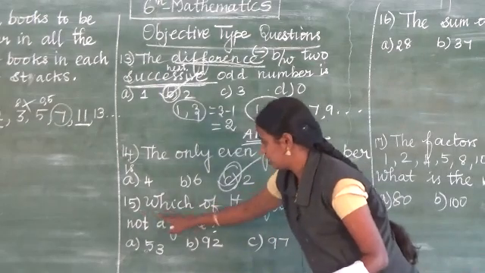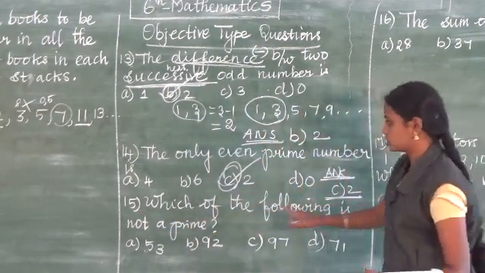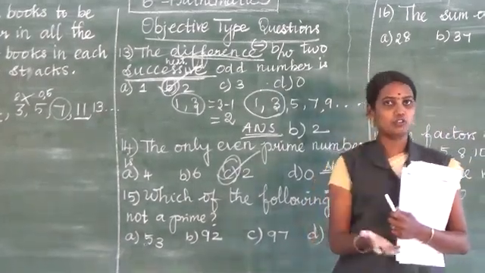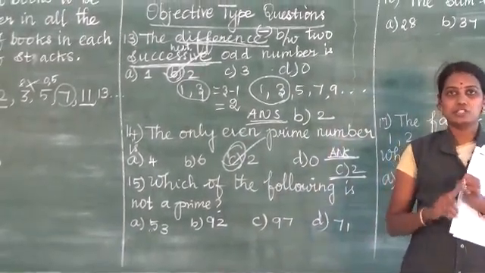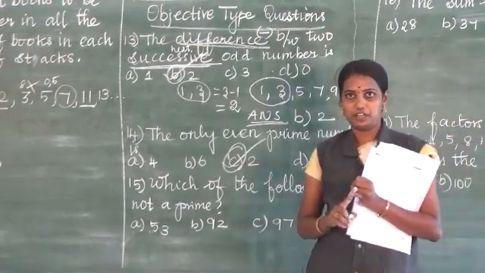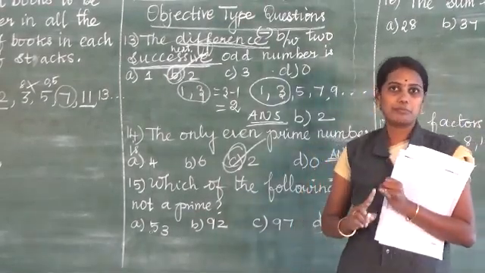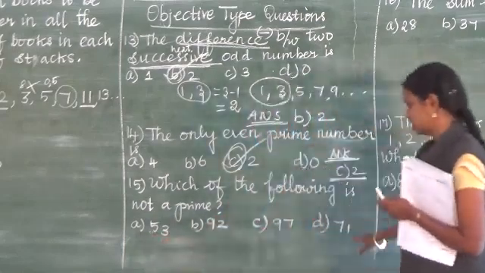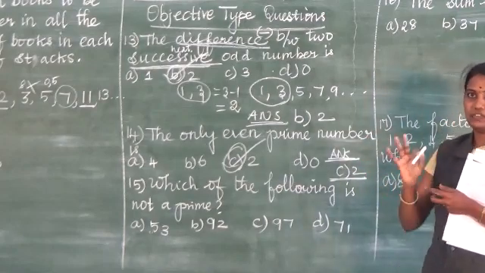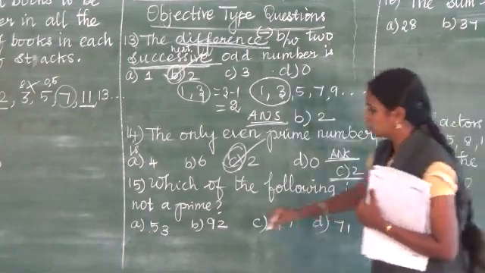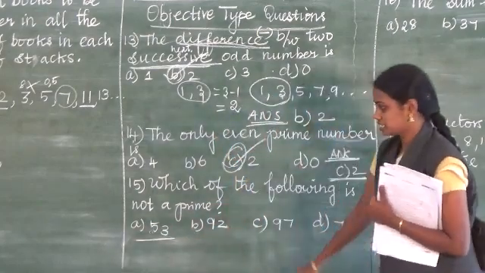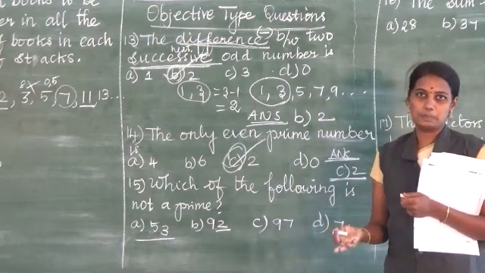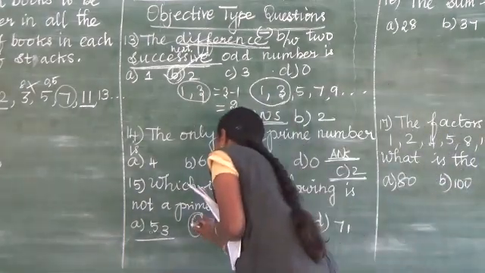Then question number 15. Which of the following is not a prime? We have given a clue for you. Even numbers will not be considered prime numbers. Only one even prime number, that is 2. So look at the 4 options. If it is any even number, that will not be a prime number. So find out. This one is an even number, so it will not be a prime number. So the answer is option B.